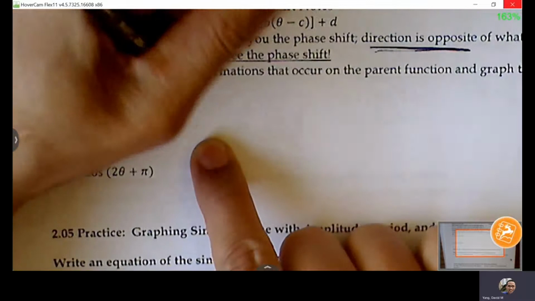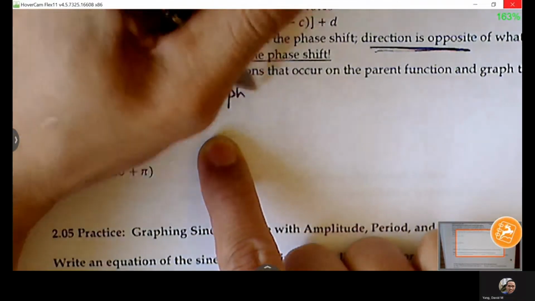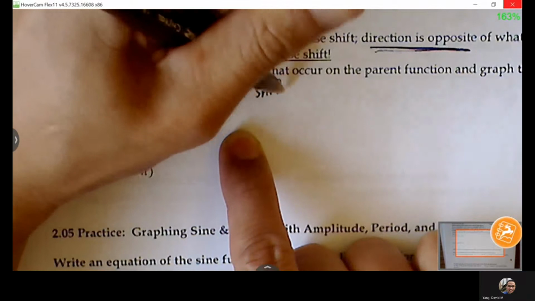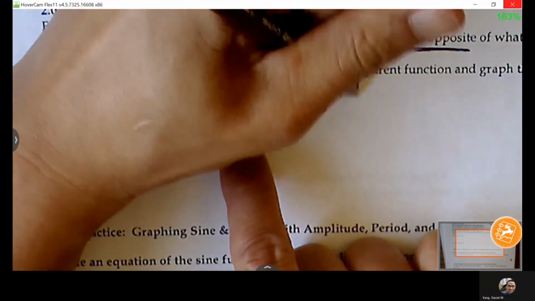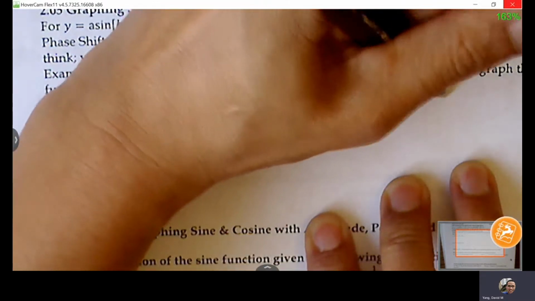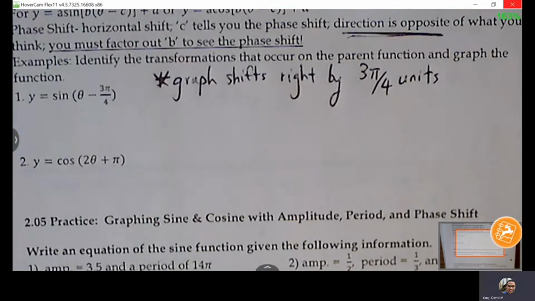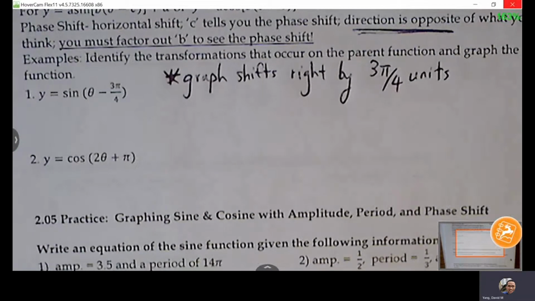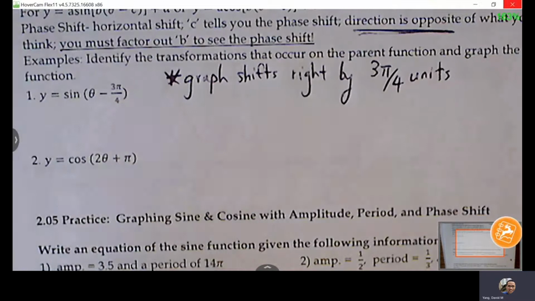Okay, so we'll go ahead and write that. We're going to say that the graph shifts to the right by 3 pi over 4 units. That's the only transformation off of the parent graph y equals sine theta.